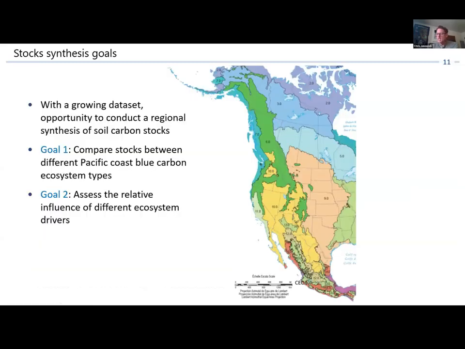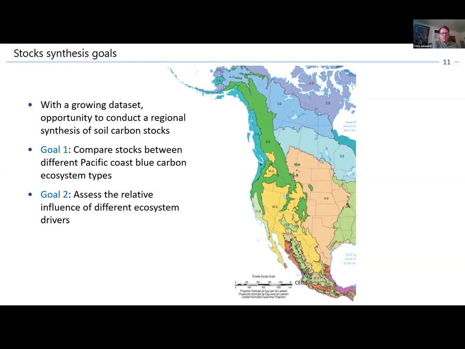Now, compiling all of this data, I think it occurred to us a couple of years ago that the database can serve a lot of functions for a lot of different end users, but as researchers, one thing we'd really like to do with that is to synthesize the data up and down the coast and try to assess some patterns. So we had two goals with this synthesis. We focused just on the carbon stocks piece at the moment. That was plenty. The first goal was to compare the stocks between different kinds of blue carbon ecosystems along the West Coast. And we looked at 5 of those ecosystems. And Laura gave you a preview of those results, and I'll talk about them a little bit more.